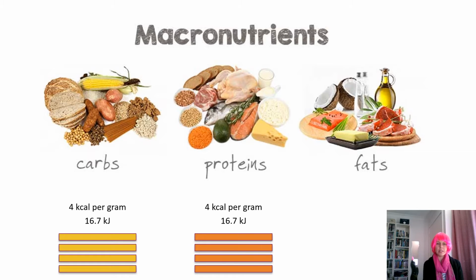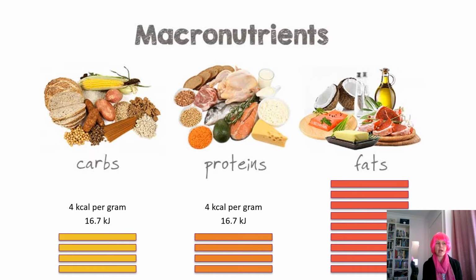Proteins are similar. If we look at the proteins, you will also get 4 calories per gram of protein, or 16.7 kilojoules. Now this is compared to fats. Fats have a lot greater energy stored in them. Per gram of fat that you consume, you'll actually get 9 calories per gram of that fat, which is equivalent to 37.6 kilojoules.